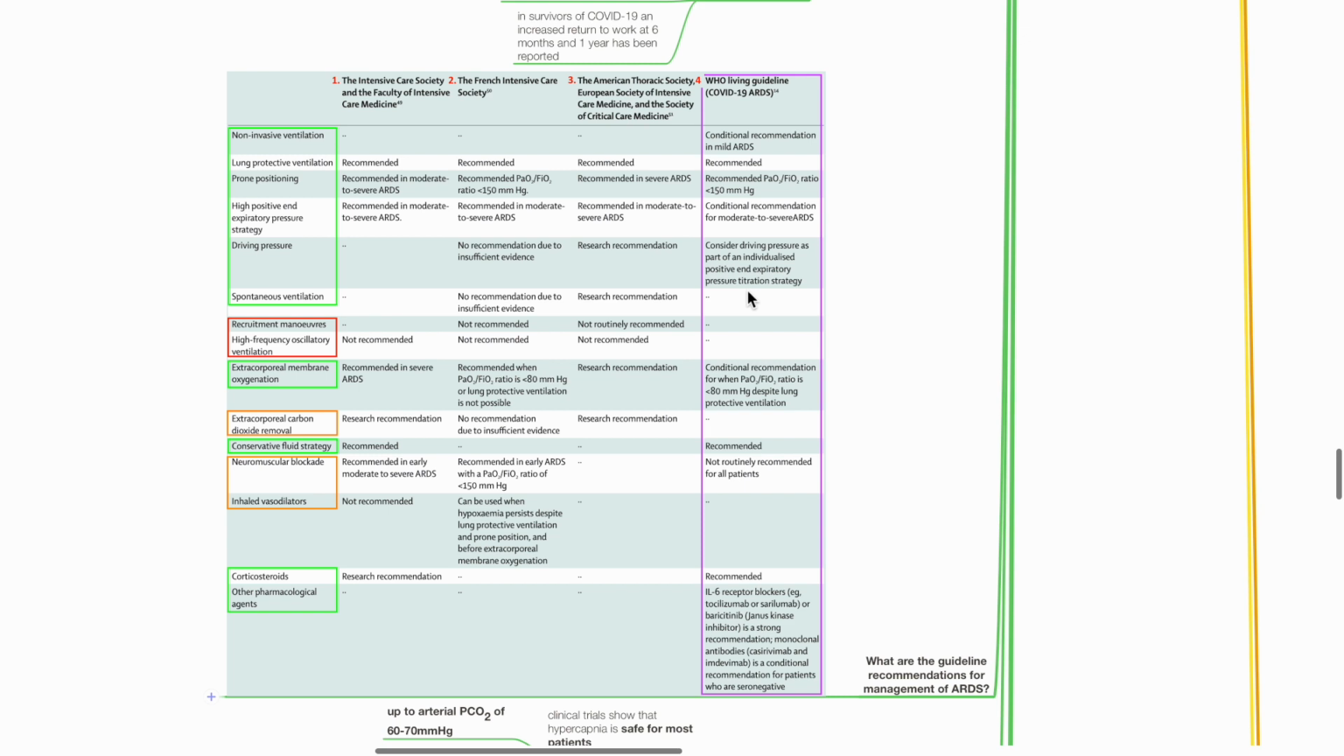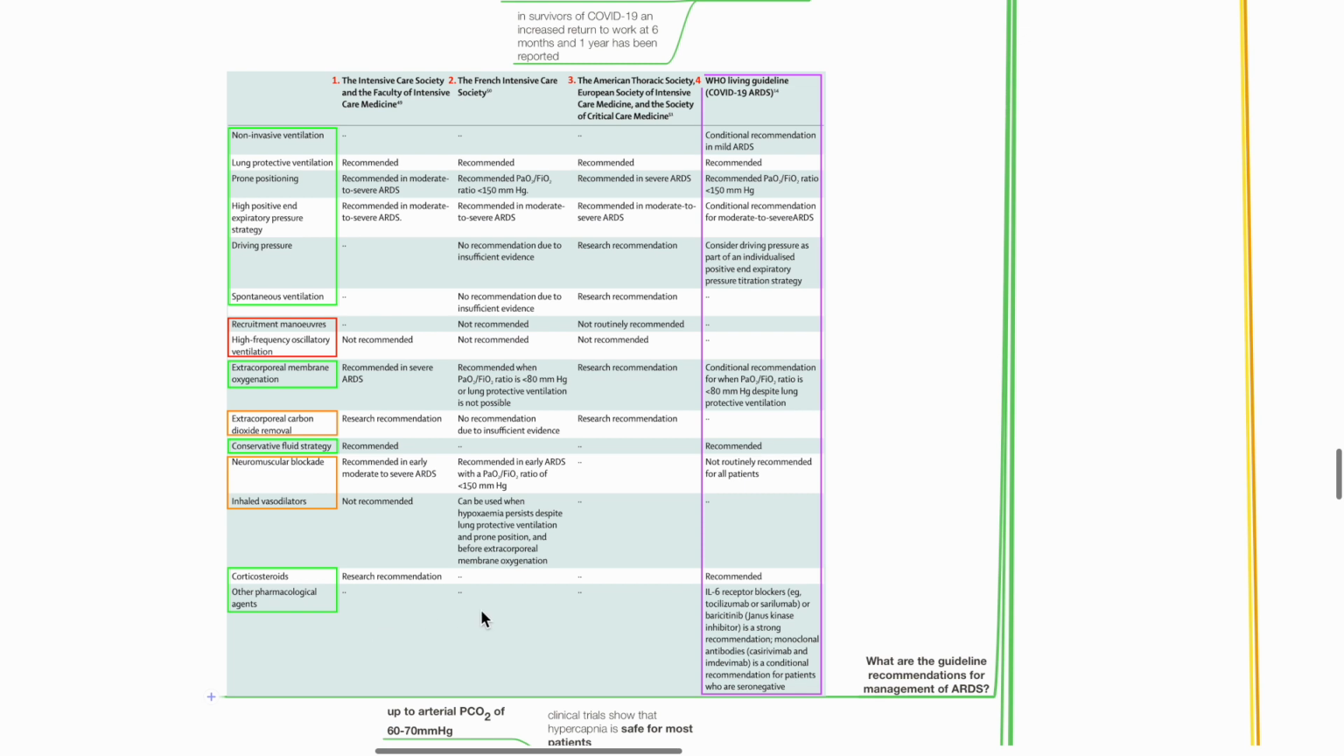The second guideline states that inhaled vasodilators can be used when hypoxemia persists despite lung protective ventilation and prone position, and before ECMO. Corticosteroids are recommended in COVID-19 ARDS, but are recommended only in research in non-COVID ARDS. There are no recommendations for other pharmacological agents in non-COVID ARDS.